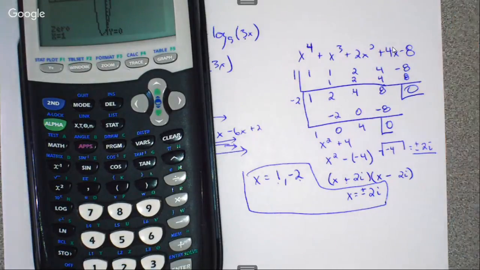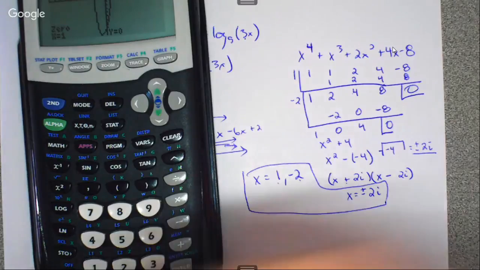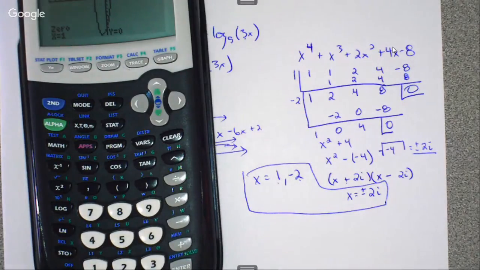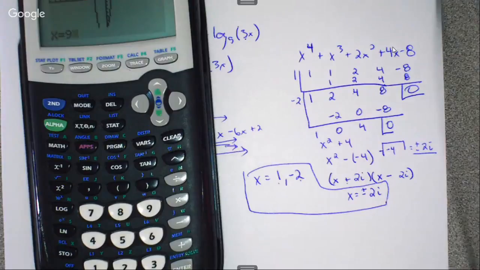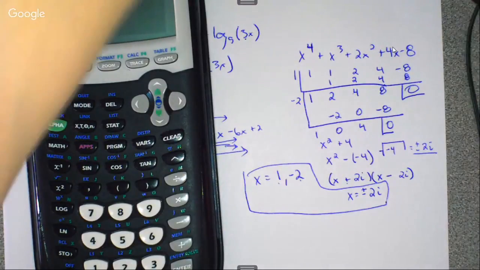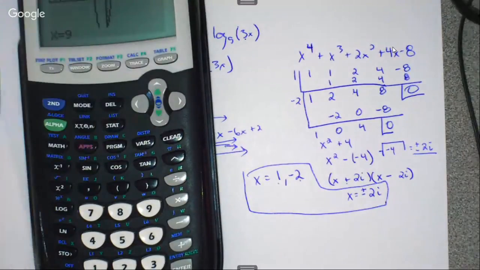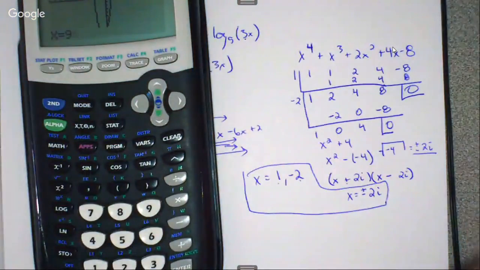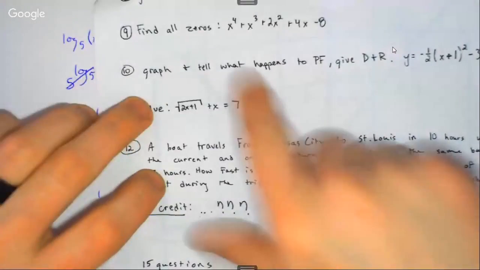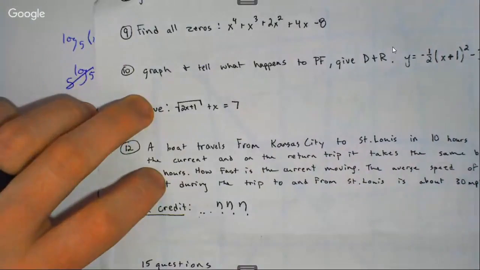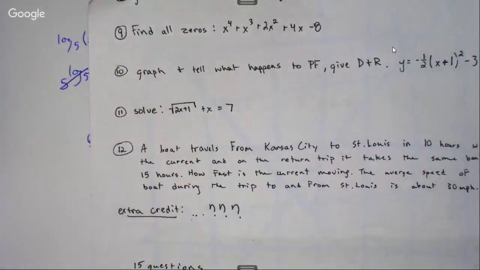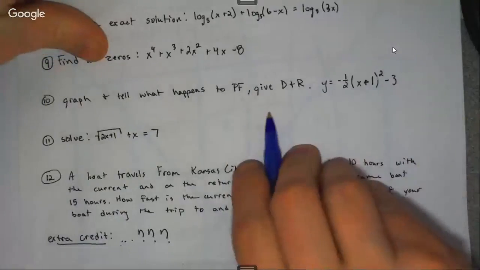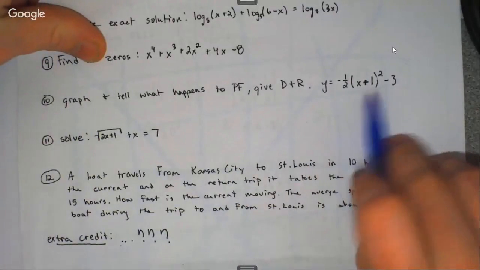Okay, so now we will take a look at, let me move this around here. Now we're going to take a look at number 10. Okay, number 10 talks about graph and tell what happens to the parent function, and give domain and range. So we have this quadratic. I know it's a quadratic because of the x squared.